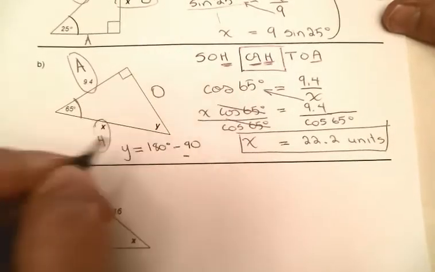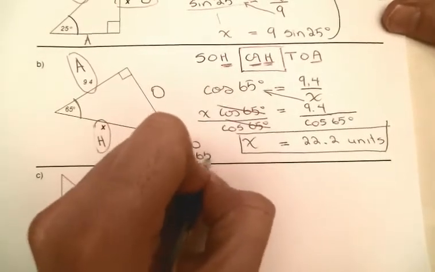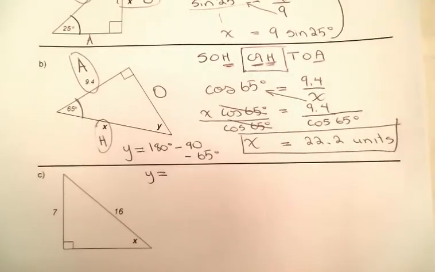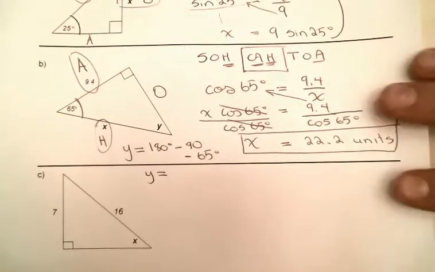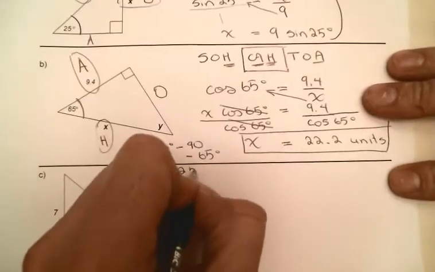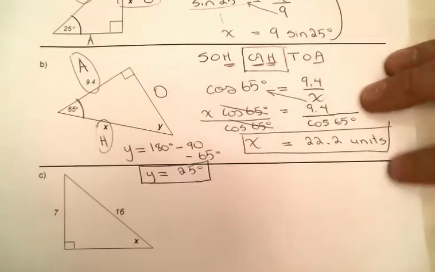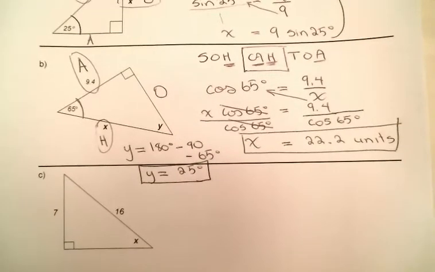Just write it down here. Take away 65 degrees. Y is going to equal 25 degrees. Okay, so you fully solved the question based on what they asked for. Moving on, for example C, I'd like you to try it.